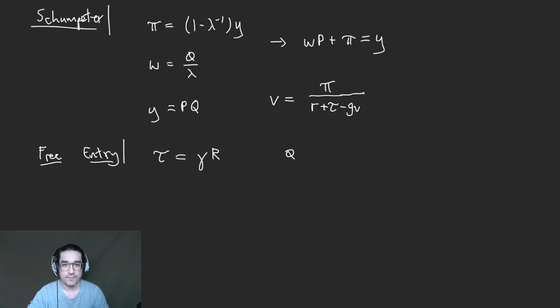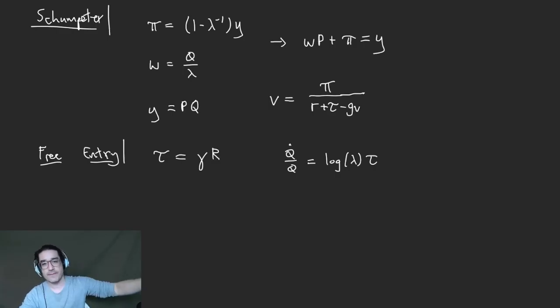Now here, Q is our technological factor, basically. That determines labor productivity and everything. So there's a question of how Q is growing, how Q is moving around over time. And essentially, I haven't shown you this yet, but we're going to be able to show that the growth rate of Q is going to be log of lambda times tau. So it's some product of the step size of innovation and the rate of innovation.